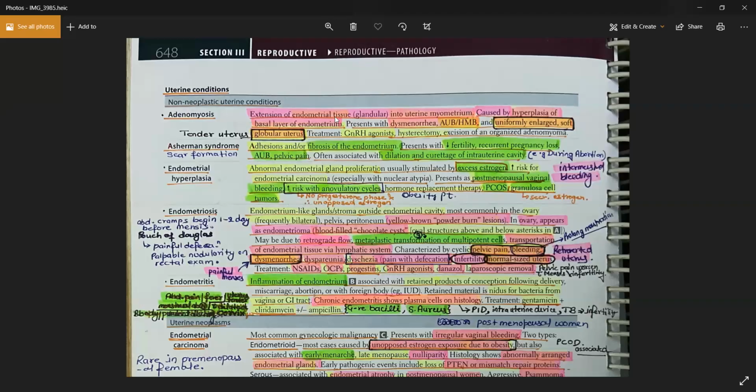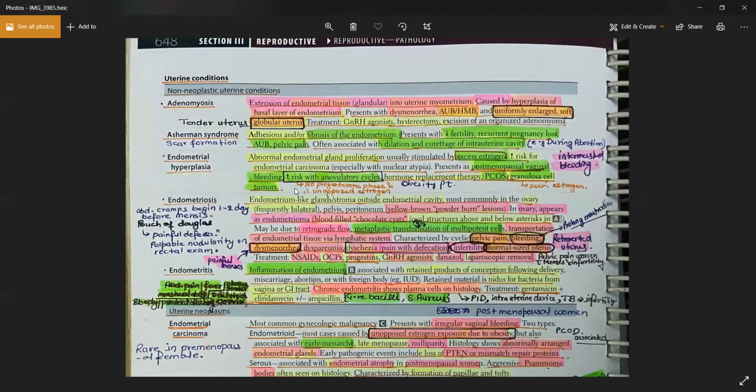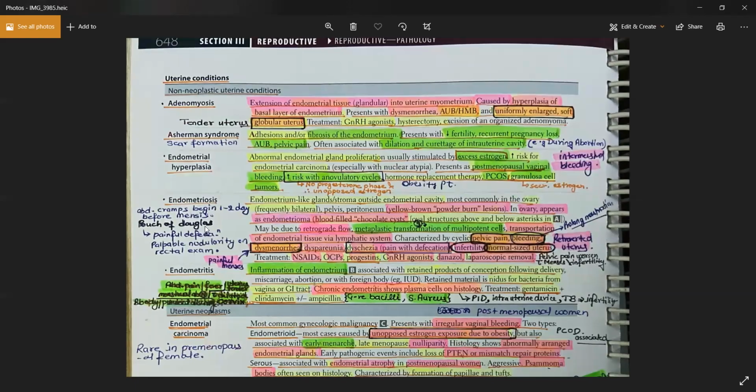So three things are possible. One is retrograde menstrual flow, where the flow goes in the opposite direction. Second, coelomic metaplasia could do that. And third, a metastatic growth can do that. So these are the three reasons why you are having these tissues in different locations.